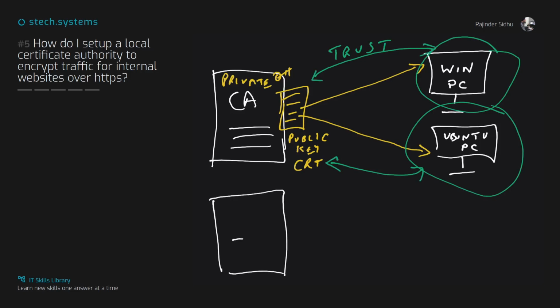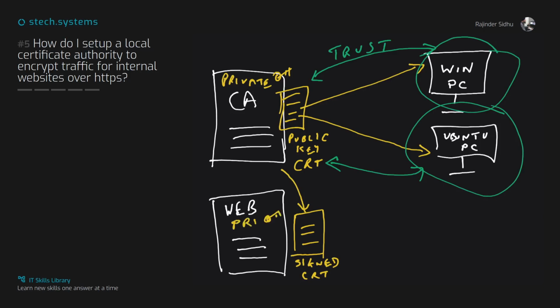Now the two servers need to create a trust relationship with our local CA in the form of a signed certificate. To get this certificate, a private key is generated and is used to create a certificate signing request. This CSR file is sent to the CA to sign the request with its private key and generate the signed certificate and send it back to the server requesting it.